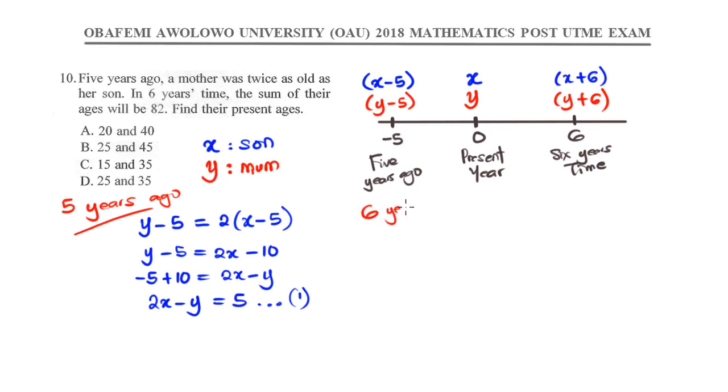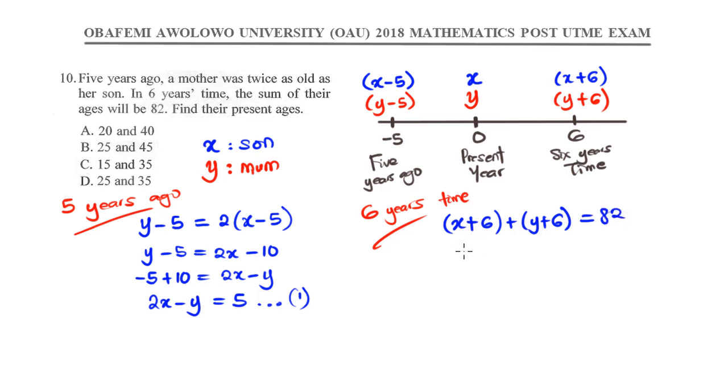So in 6 years' time, what is going to be the relationship between the age of the mom and the son? We are told that in 6 years' time, the sum of their ages will be 82. So you can say that what is the age of the son in 6 years' time? That is x plus 6, right? Then we also want to look at what is the age of the mom in 6 years' time. That is y plus 6. The sum of these two is going to be 82.